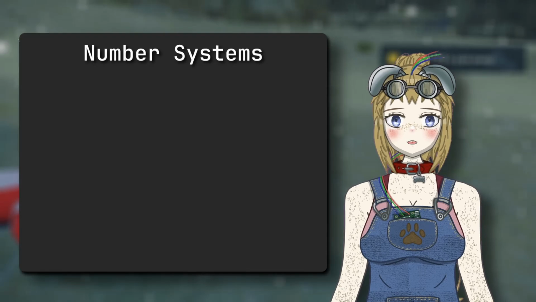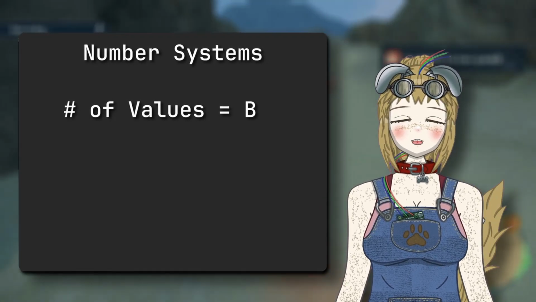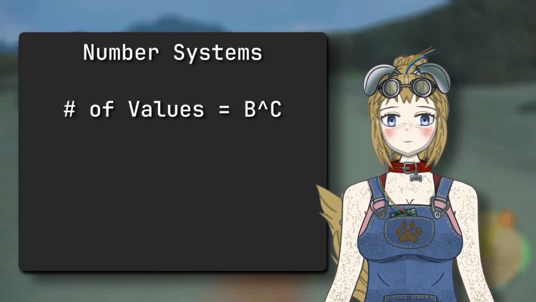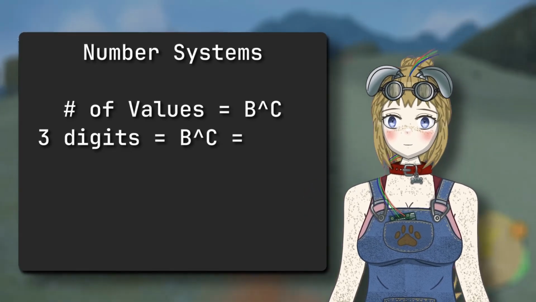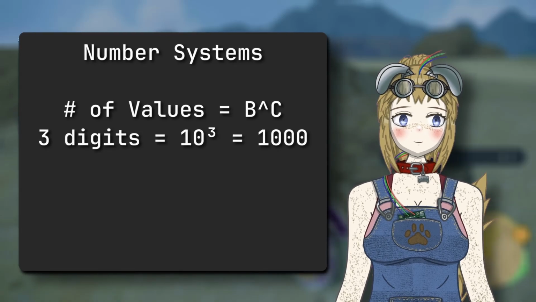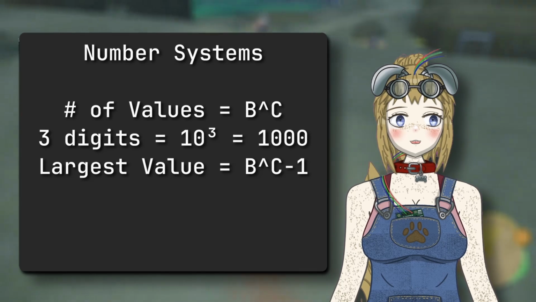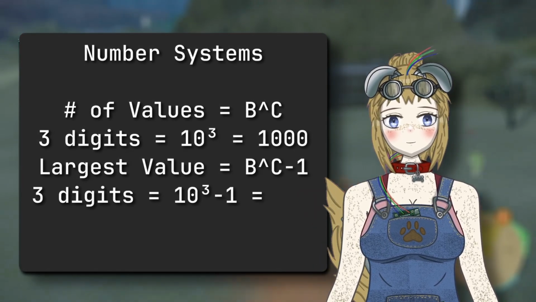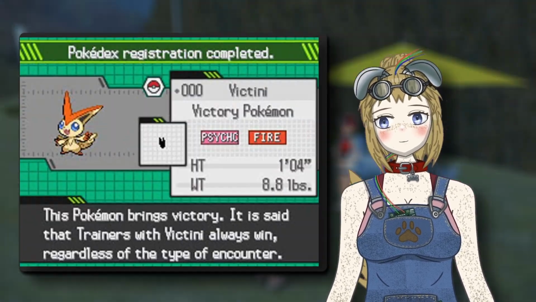Let's make a general equation. The amount of possible values we can store is equal to b, that's our base or radix, in this case 10, to the power of c, that's our number of columns, in this case digits. If we have 3 digits, we can store 10 to the power of 3, or 1000 possible values. The largest possible value we can store in c columns is b to the power of c minus 1. So, the largest value we can store in 3 digits is 999. This is because the first value is 000.